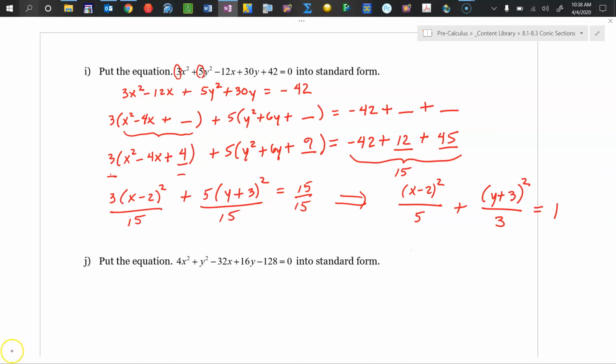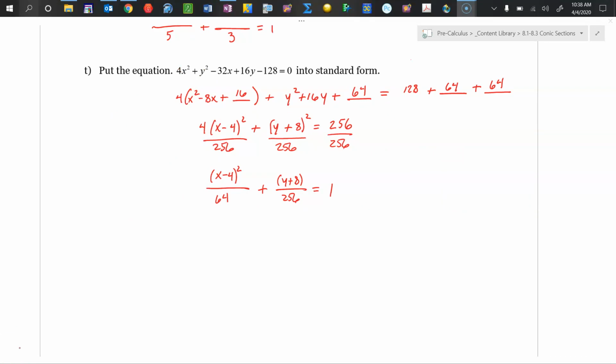Okay, so you start by grouping the x terms together and factoring out a 4 and grouping the y terms together. You don't have to factor anything out of the y terms because the coefficient of the y squared term is already 1. So half of negative 8 is negative 4. Square that, you get 16. Half of 16 is 8. Square that, you get 64.